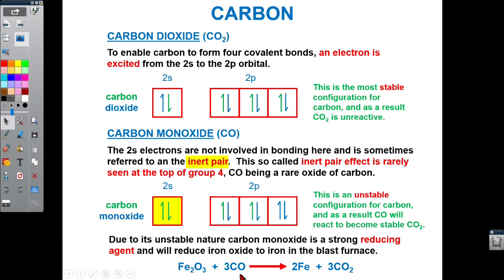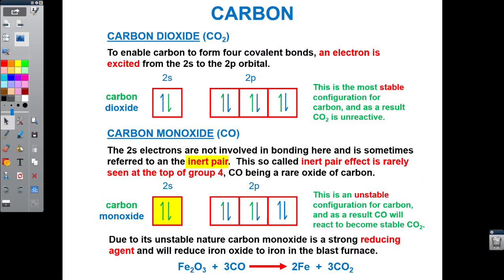So carbon in the +2 oxidation state, unstable. Carbon in the +4 oxidation state, stable. So high up in group 4 then, the +4 oxidation state gives the nice stable compounds. The +2 oxidation state, where we see the inert pair effect, is unusual, it's unstable, it doesn't often happen, and when it does happen, it's very reactive and it will act as a reducing agent.